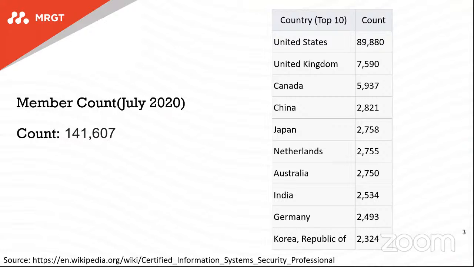The thing you're seeing on the screen is a small picture I have taken from Wikipedia. The source is right there at the bottom, and you can easily see that there are around 141,000 total certified members in the world, and you can already see the distribution of those people all around the world. In the top 10 chart, you can see how many of them there are in each region of the world. So this can give you an idea about how much in demand the certification is, and how much scope there is for you if you have it.